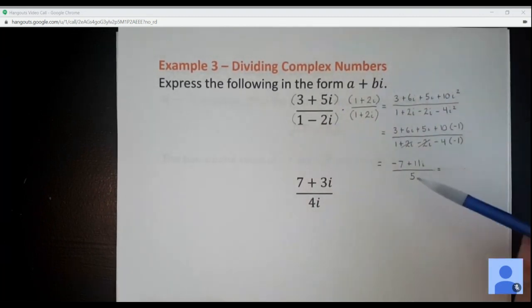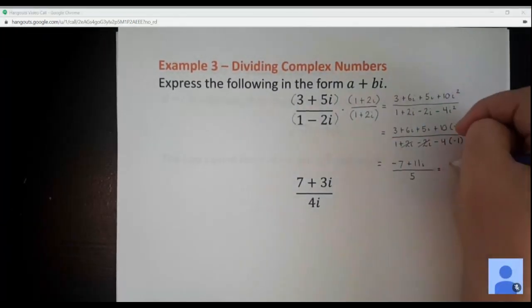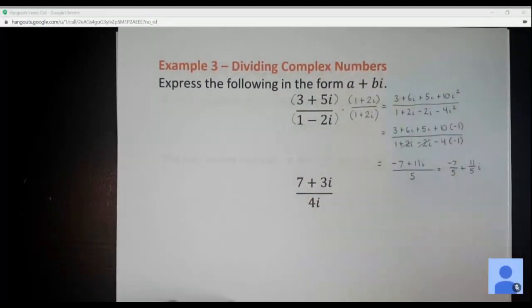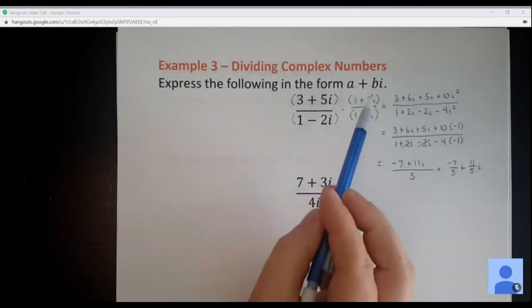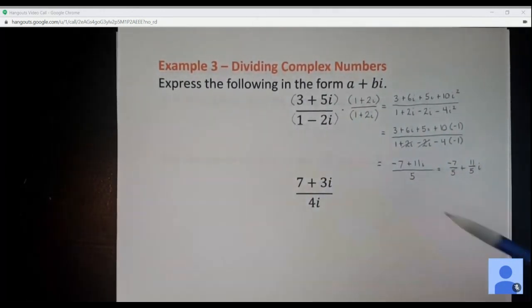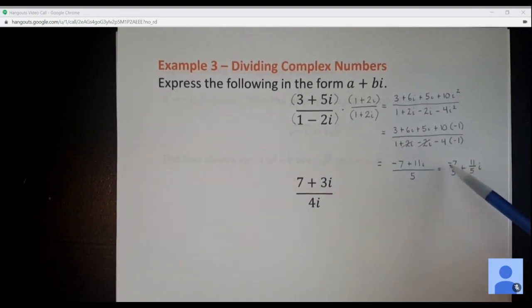So we actually want a real part and then an imaginary part here. So all I'm going to do is separate out this real part and this imaginary part and write this as negative 7 over 5. There's my real part. Plus 11 over 5 times i. And the reason for that is, again, in WebAssign, they're going to be really strict that you put it into that form right there. So we can't just leave it as that fraction. We actually have to have a real part and an imaginary part there.